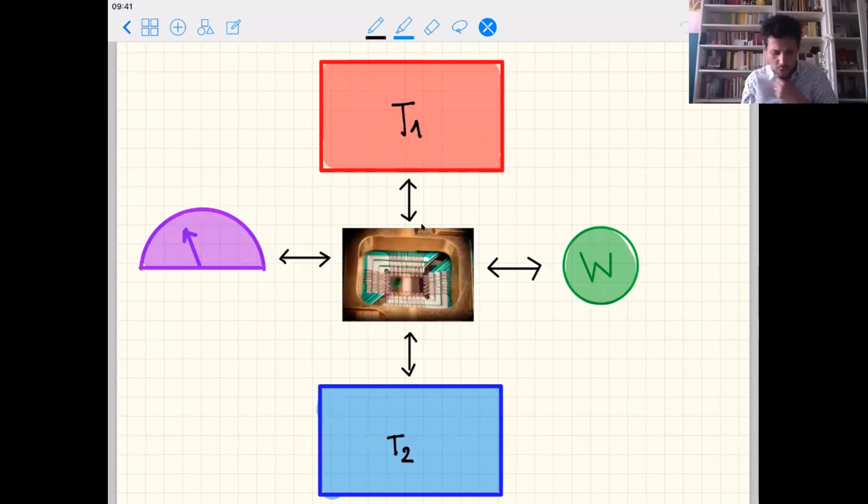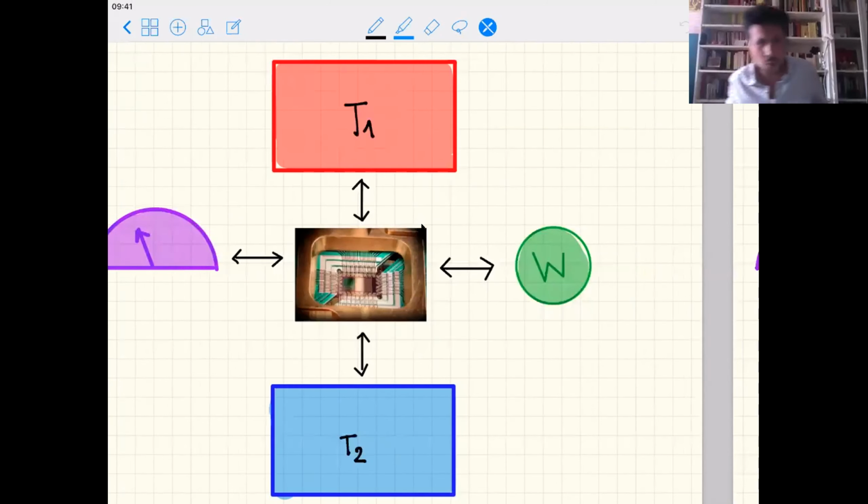So now you see, what we have here is a device which is in contact with two heat baths. We can choose this T1, for example, as a larger temperature than T2, and there is also interaction with the work source. And on top of that, we can also make measurements on the device. So basically, this is nothing but a thermal machine. And so we want to study the thermodynamics of this machine.